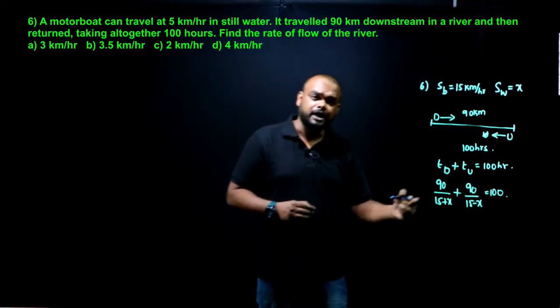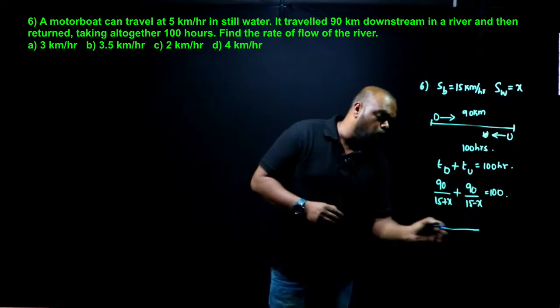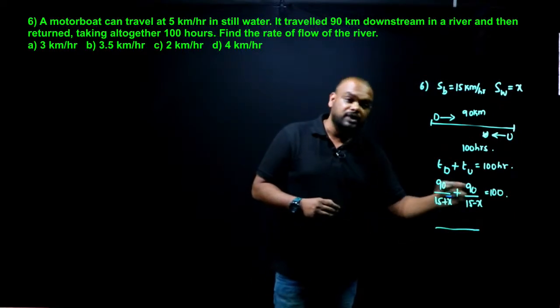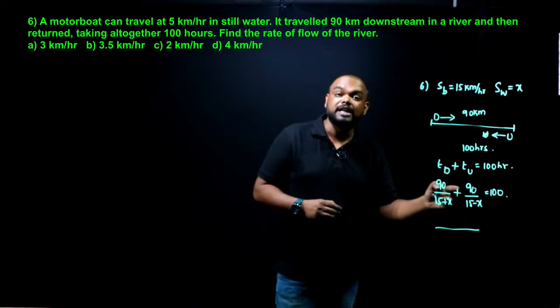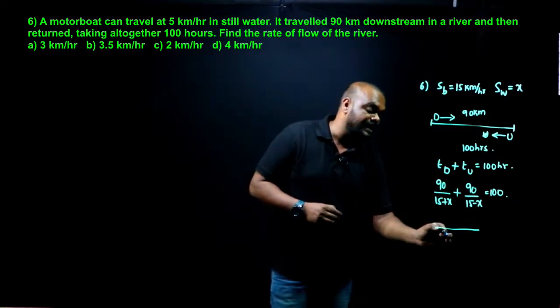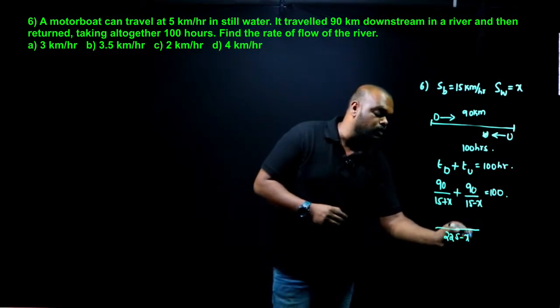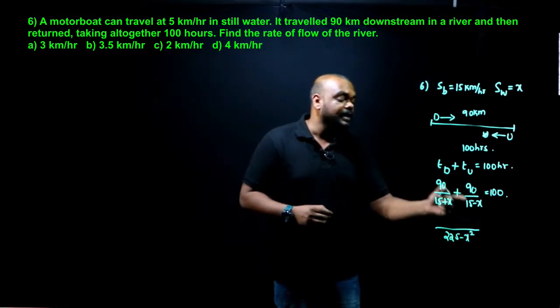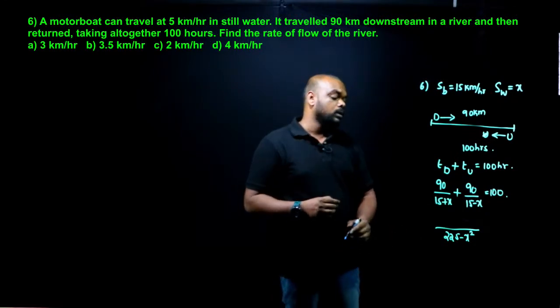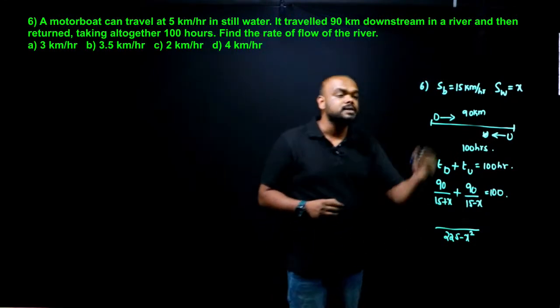Again a very similar equation. In the denominator, what do we get? 15 plus X into 15 minus X, that is (A plus B) into (A minus B), A square minus B square. Directly I am writing A square, 15 square, 225, minus B square, X square. In the numerator, 90 into 15. Wow. What is 90 into 15? The distance is right?